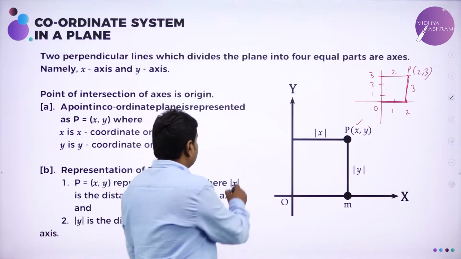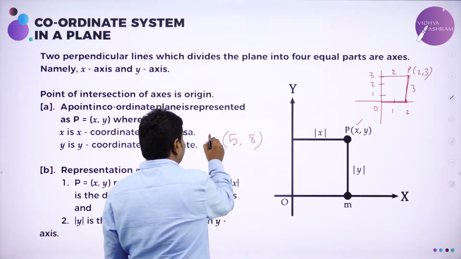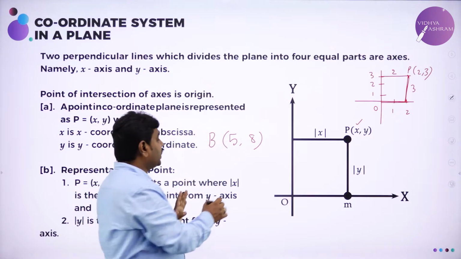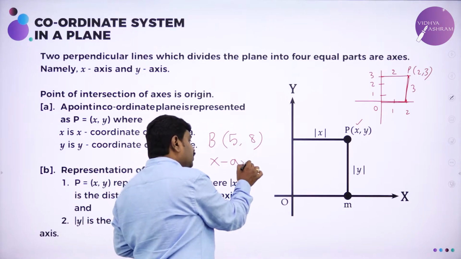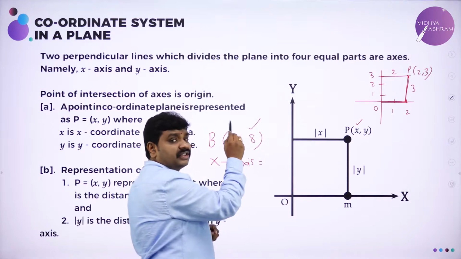Now I will ask you, what is the distance of 5 comma 8? I have given a point B. What is point B? 5 comma 8. What is the distance from the x axis? If I ask you the distance from the x axis, the answer is the y value. Always a point is written as x comma y.